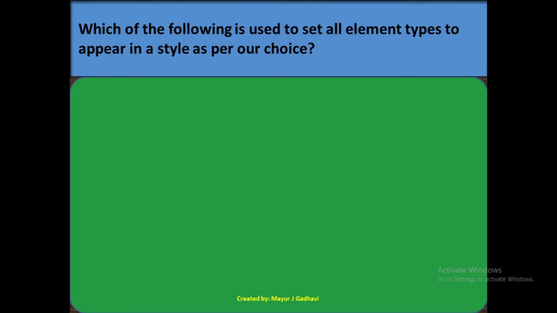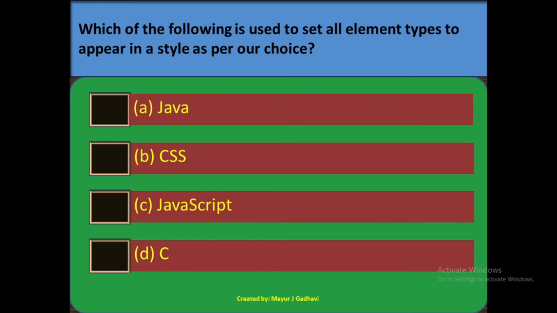Next, which of the following is used to set all element types to appear in a style as per our choice? The options are Java, CSS, JavaScript, or C language. Well, the correct answer is CSS style sheet.